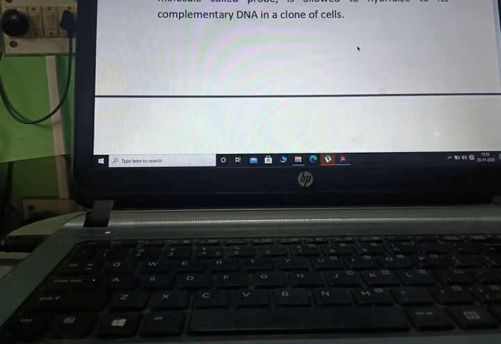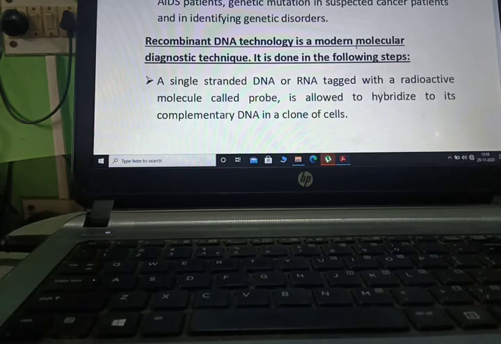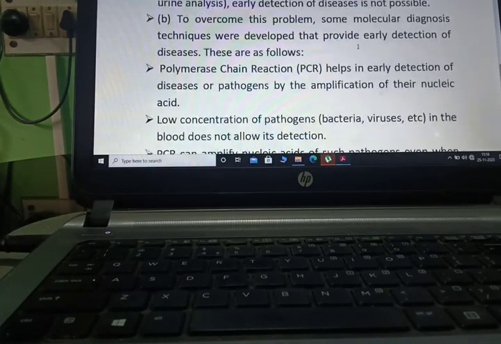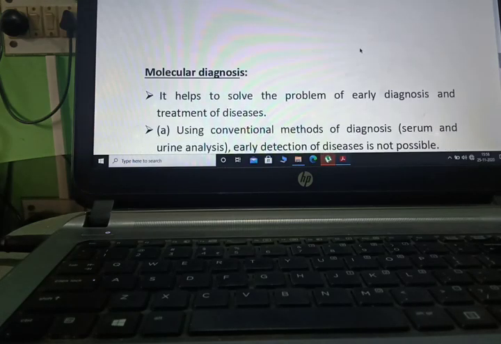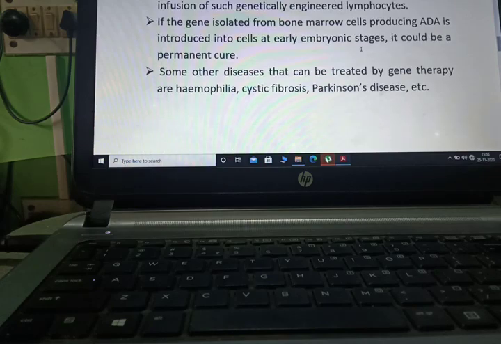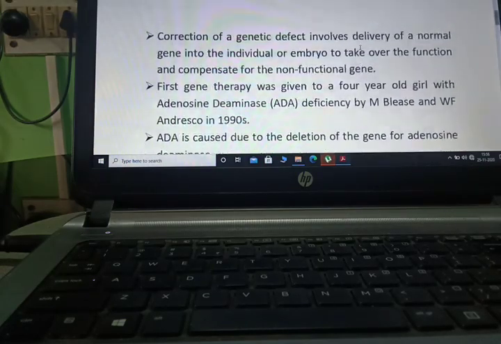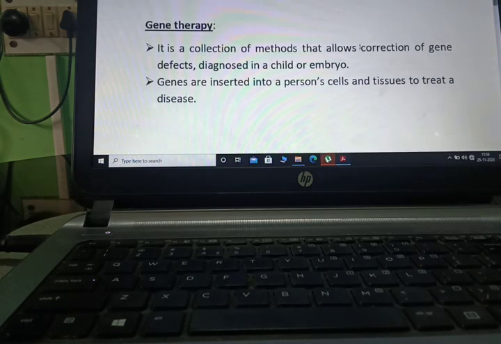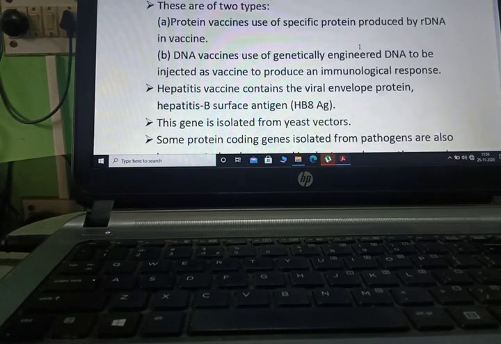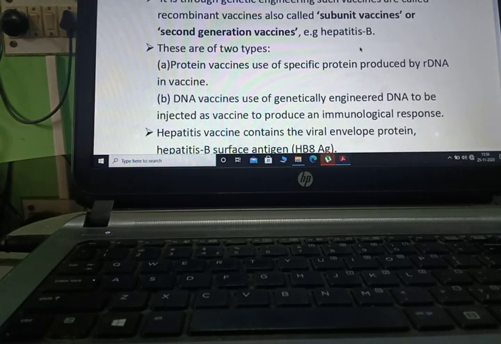So, today we have studied recombinant DNA technology, molecular diagnosis, gene therapy and its steps, and production of vaccine.